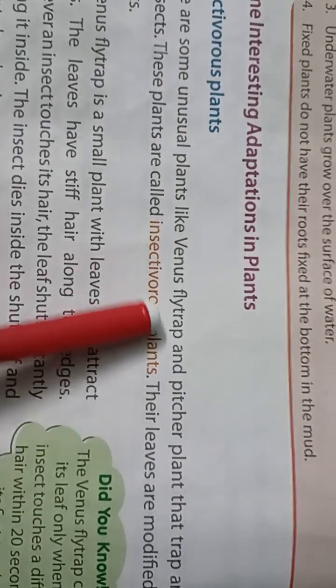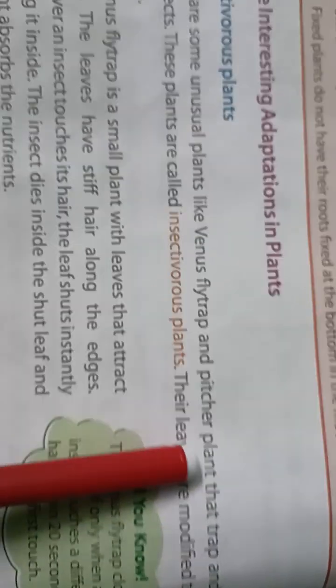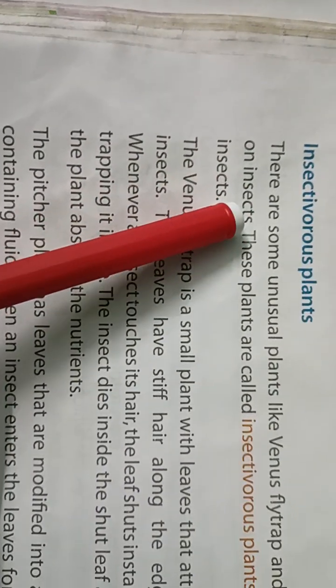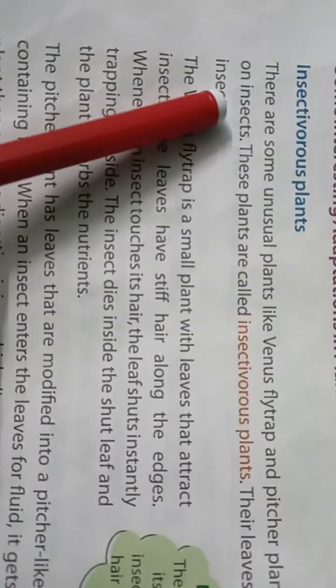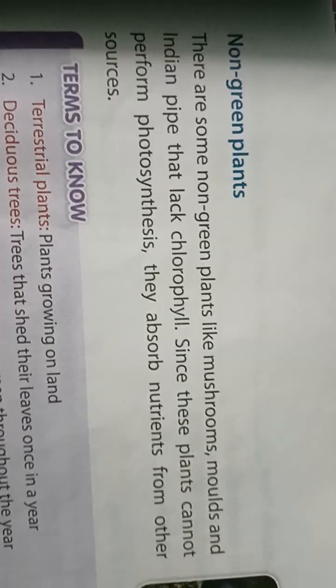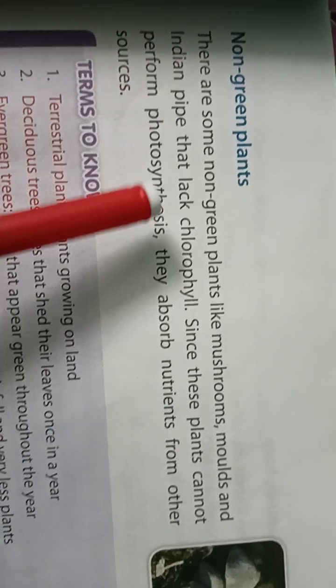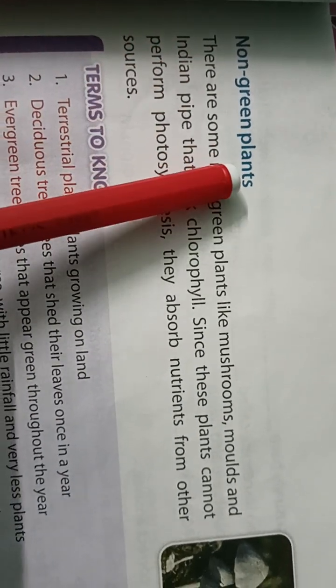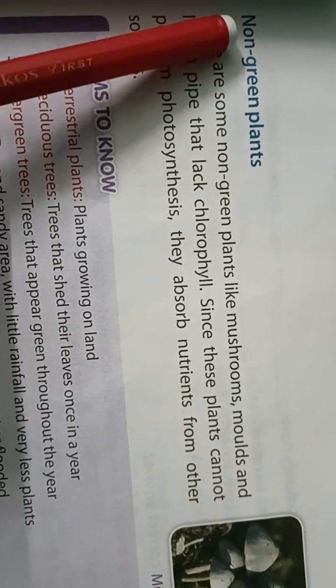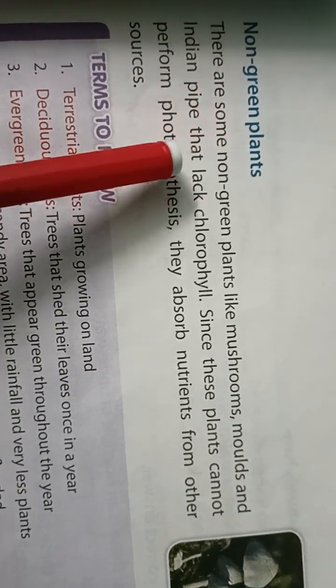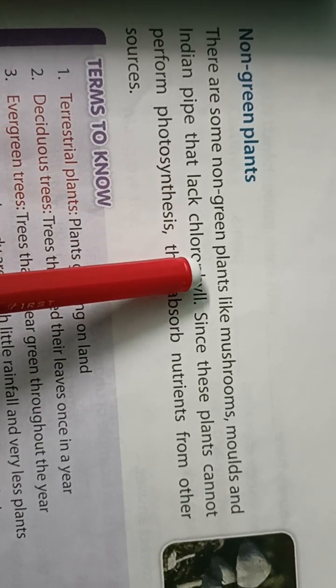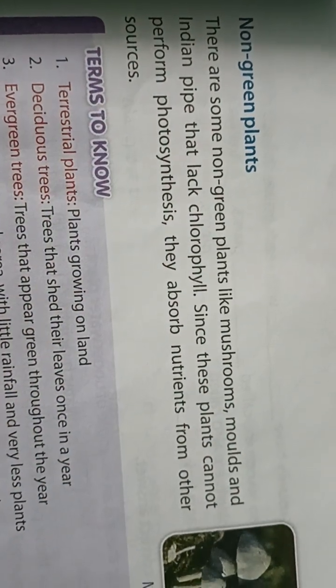What are insectivorous plants? Insectivorous plants are plants that trap and feed on insects. Non-green plants. Non-green plants are plants that lack chlorophyll. Mushroom, moulds and Indian pipe are the examples.